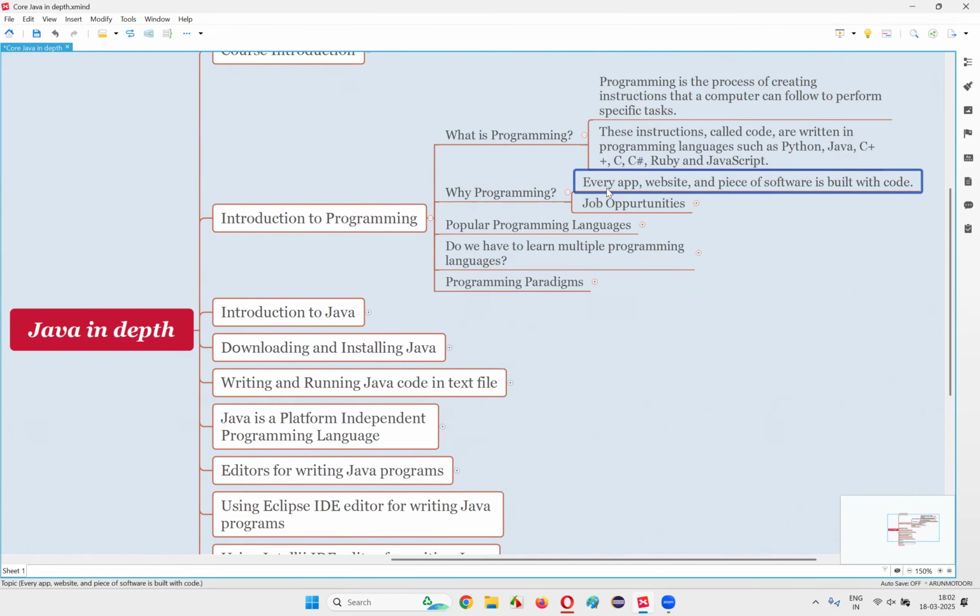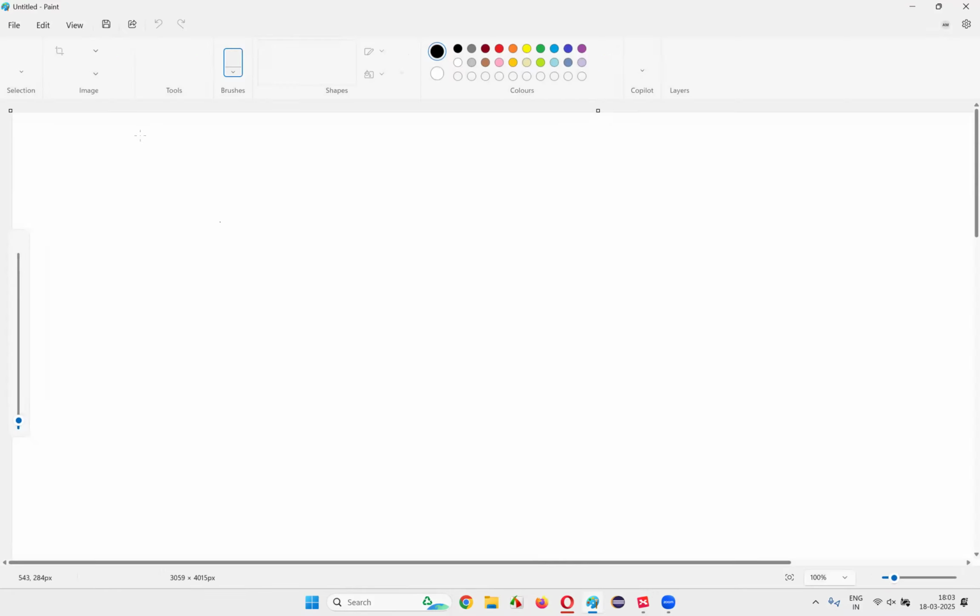So if you want to develop any application, it can be a website, web application, mobile application, desktop application, or any type of application, that is a piece of software, the programmers have to do programming, that is, write the code using any of these languages to build such kind of software. Here I already showed you one software, that is Paint software.